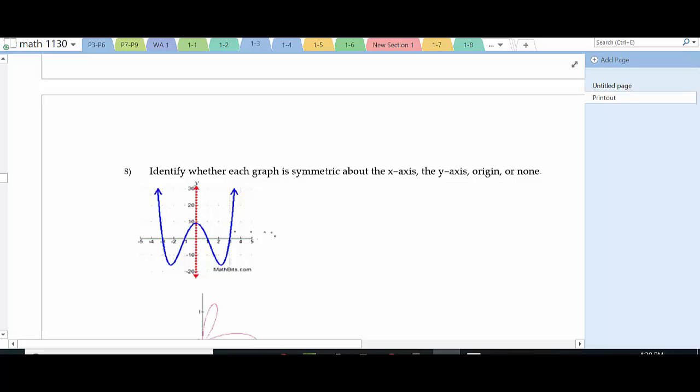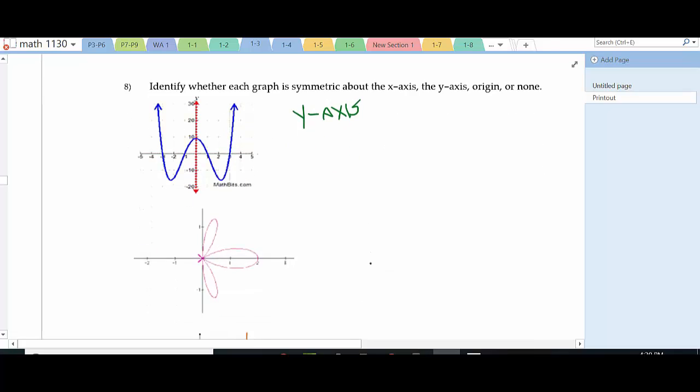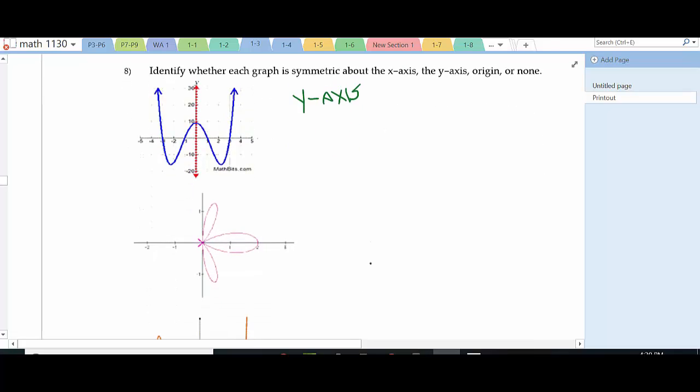How is this number 8 symmetric? That's symmetric about y. If you folded over the y-axis, they come together. That's what that means. How about the next one? If you study polar coordinates and graphs, which we'll do at the end of the semester, you'll see that. What is that? That's about x. Good, so that's symmetric about the x-axis.